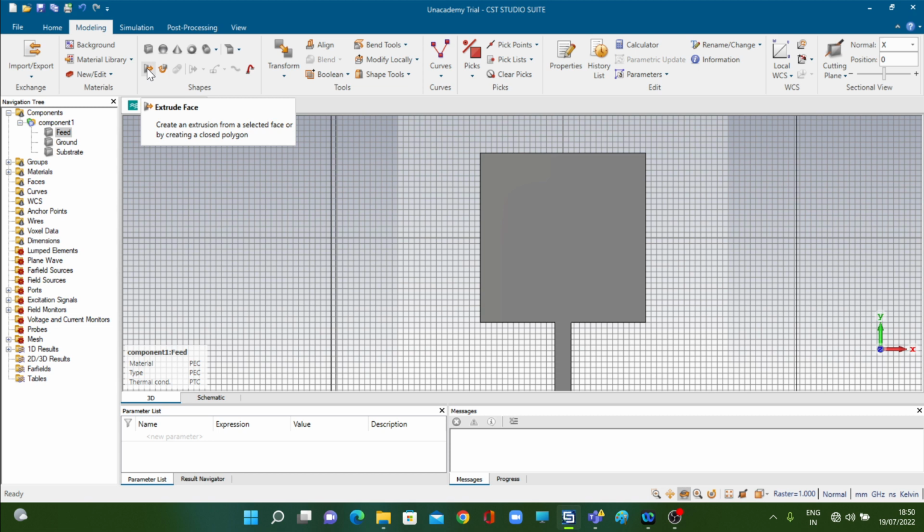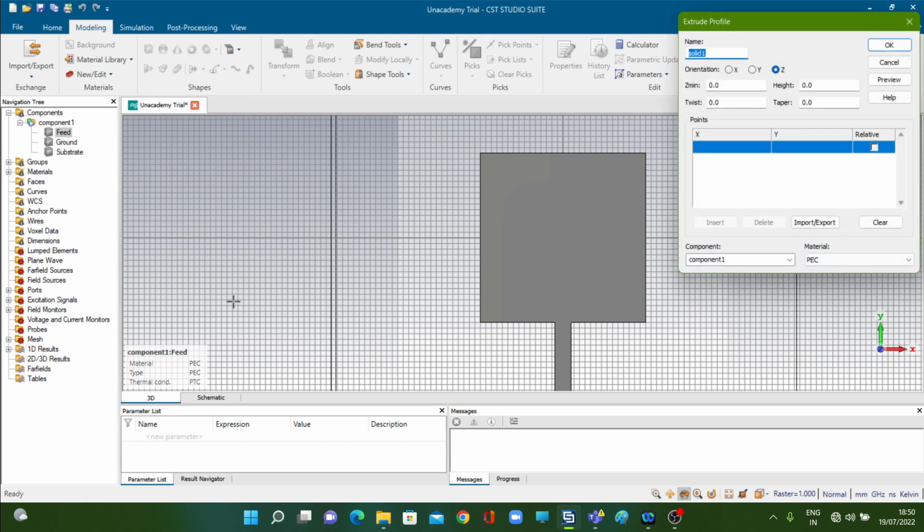Extrusion. What does extrusion mean? Extrusion literally means removal. So extrusion means you are basically removing a face, removing a portion of a face from some patch. If we want to cut out a slot, this is the option which we have to select. Left click on this and press the escape button of your keyboard. This dialog box will come which shows extrude profile.